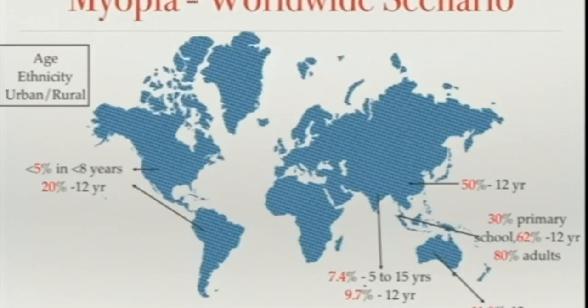Okay, so I'm going to talk a little bit more about myopia because this is one of the most serious issues that we are facing right now. And the incidence of myopia worldwide, there is a lot of difference. If you see the Caucasian population, the incidence is quite less. In USA, Australia, the incidence of myopia is very low. Whereas if you look at China and Singapore, the population it's more than 50% at 12 years. It's very high. Whereas in India, the population-based studies have shown around 7.5 to 10% around 12 years. So there is a lot of variation based upon the age, the ethnicity, and the rural-urban differences.